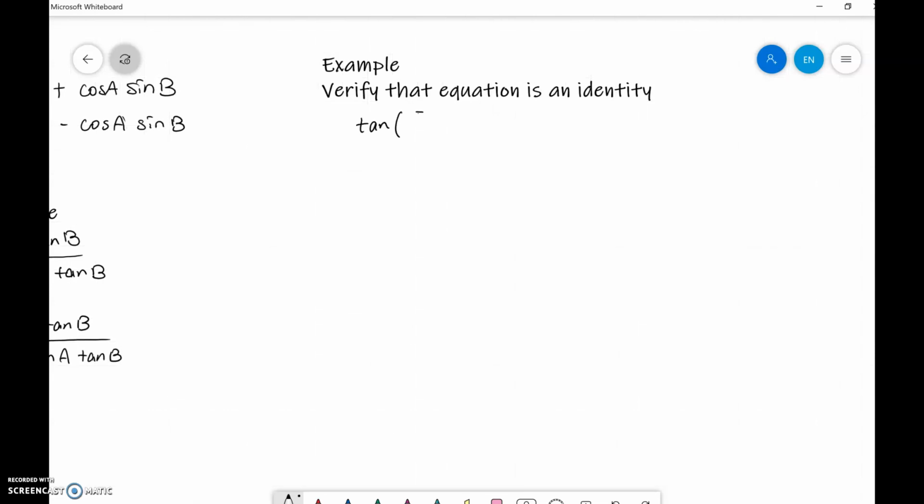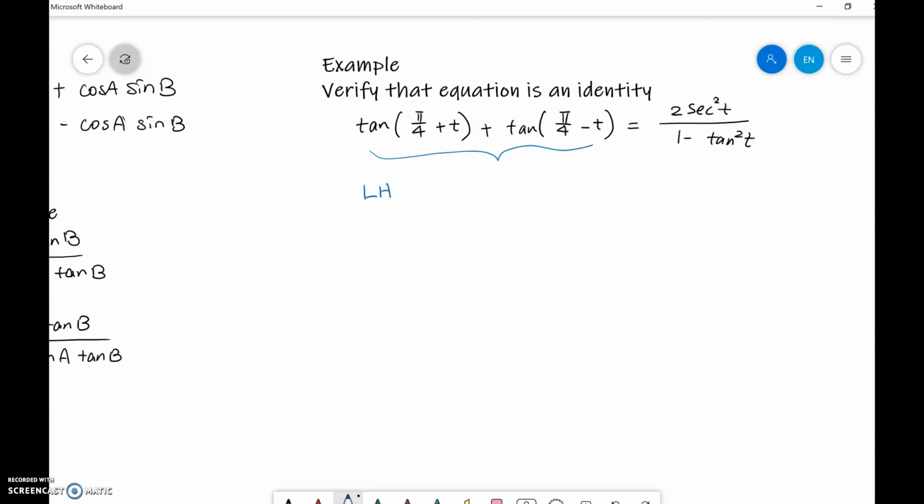tangent of pi over 4 plus t plus tangent of pi over 4 minus t equals 2 secant squared t over 1 minus tangent squared t. Okay, so we're going to start from the left-hand side because that is more complicated.